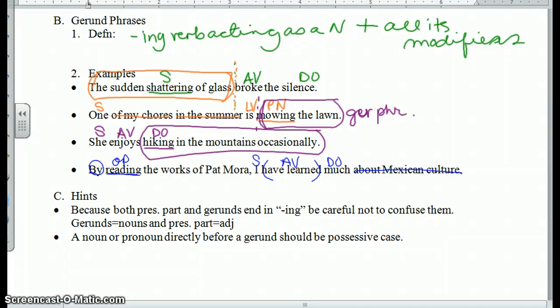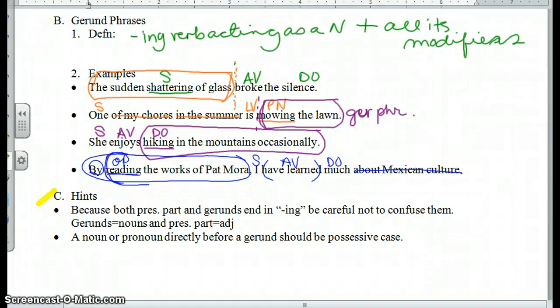Now, where does my phrase end? The works tells me what I'm reading. This is actually the direct object of the gerund. Of Pat Mora tells me which works. So all of this functions as your gerund phrase. Now, whether you include the prep, it would be more correct to not include the preposition. I'm not that picky. So here we go.